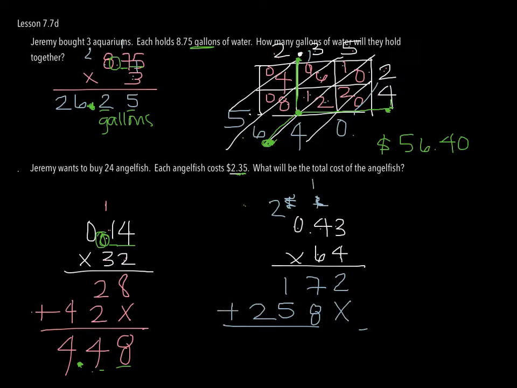Let's add those together now. 2 plus nothing is 2. 7 plus 8 is 15. Write down the 5. Carry the 1. 5 plus 1 is 6. Plus 1 is 7. And then 2 plus nothing is 2.